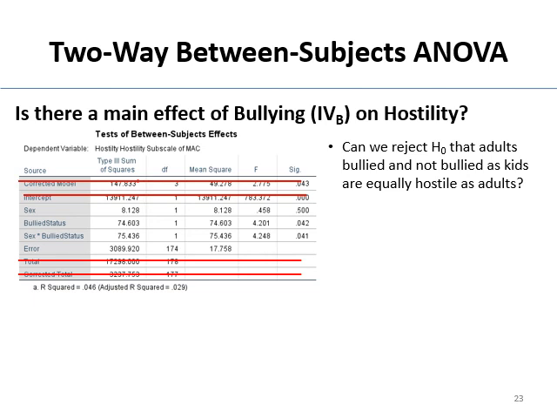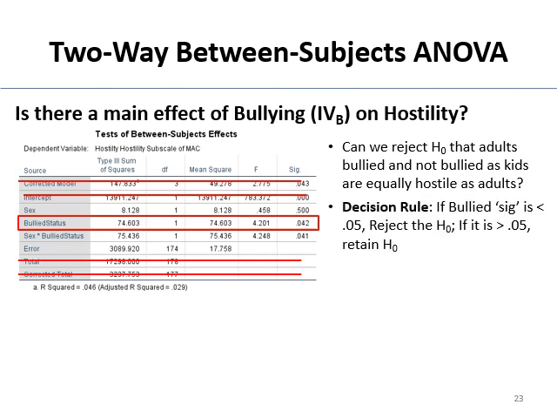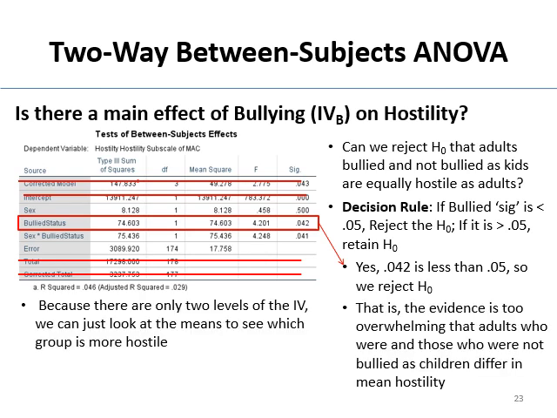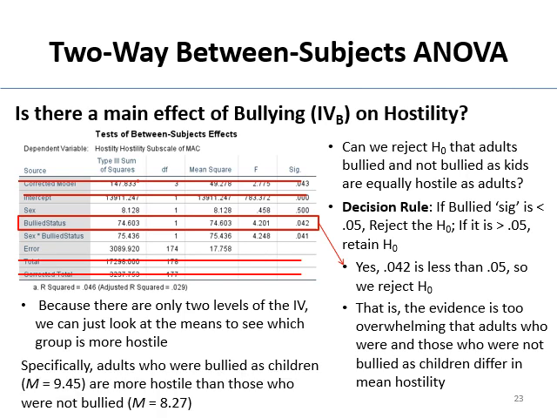Can we reject the null that adults who were bullied and not bullied as kids are equally hostile as adults? Well, 0.042, that's less than 0.05. So yeah, there's some sort of difference between people who were bullied or not as kids on their adult hostility. So what is it? Well, there's only 2 levels, so we don't have to get fancy here. We just need to look who had the higher mean, people who were bullied as kids versus people who are not bullied. And it's those who were bullied.